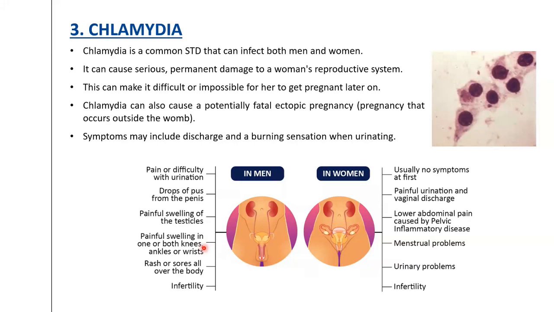If the disease progresses too much, then it can also cause swelling in the knees, ankles, or the wrist. It means that if this disease progresses through the blood, it can go to multiple joints in men and cause painful swellings, rashes, or sores all over the body.